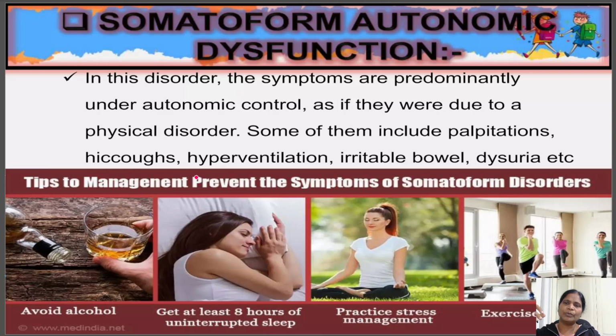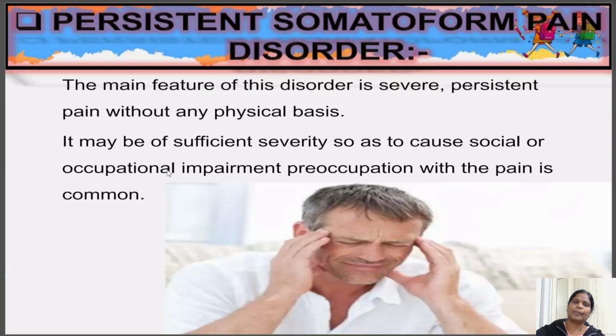Next, coming to somatoform autonomic dysfunction. In these disorders, mainly we see some symptoms which are predominantly under autonomic control. For example, palpitations, hiccups, hyperventilation, irritable bowel syndrome, dysuria. All these are like autonomic dysfunction symptoms.